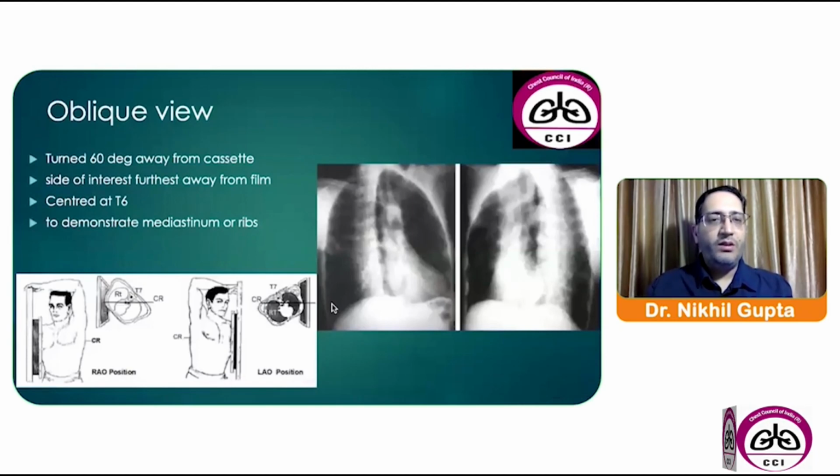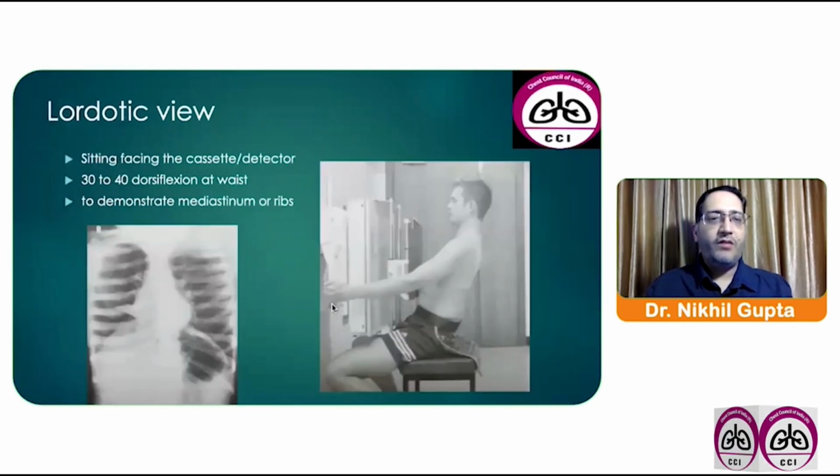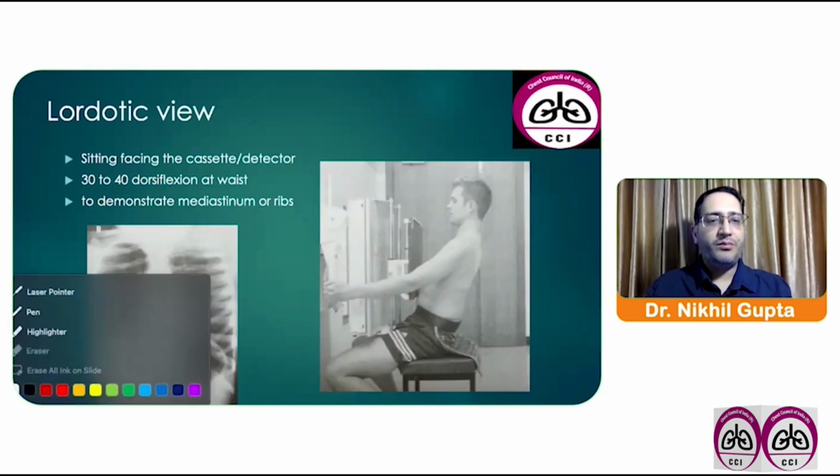Coming to oblique view, here the patient is turned 60 degrees away from the cassette. The side of interest is further from the film and centered at the D6 vertebral body, and it is used to demonstrate the mediastinum or ribs. Lordotic view is acquired in sitting position facing the cassette, at 30 to 40 degrees with dorsiflexion at the waist, and it is used to demonstrate the mediastinum or ribs.